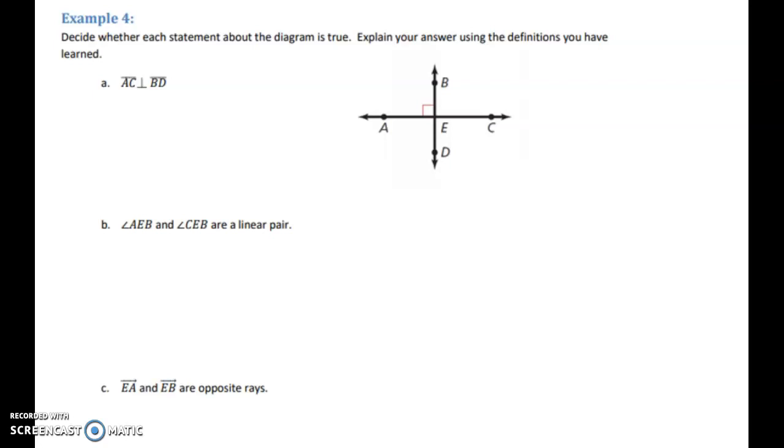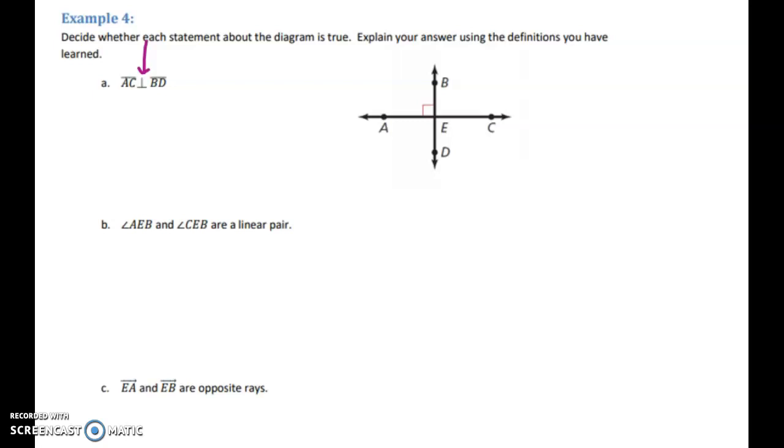So example 4 says, decide whether each statement about the diagram is true. It wants you to explain your answer using definitions you have learned. So first of all, this symbol right here means perpendicular. So let's just think about what we know about perpendicular lines. What we learned is that two lines are perpendicular if and only if they intersect at a right angle. Or if you want it as an if-then statement, if two lines are perpendicular, then they intersect at a right angle. Or if two lines intersect at a right angle, then they are perpendicular. So those are all fair statements to make.